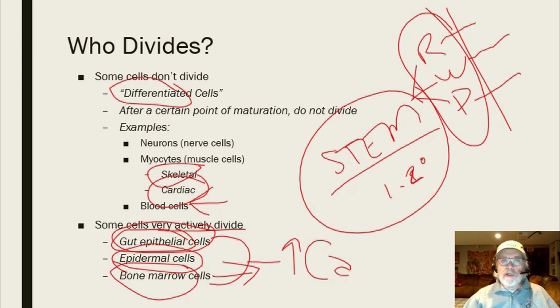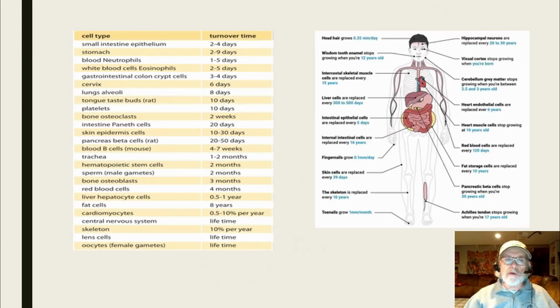Okay, so that's a little bit about who divides. If we look at this chart right here, this chart's a little bit misleading in some ways. You look at some of these cells, it says this small intestine epithelium has a turnover rate of about 2 to 4 days. Same thing with the stomach, about 2 to 9 days. That's why when people have ulcers, if you decrease the stimulus as to why the ulcer's there, by decreasing like gastric acid, most of these ulcers will probably heal.